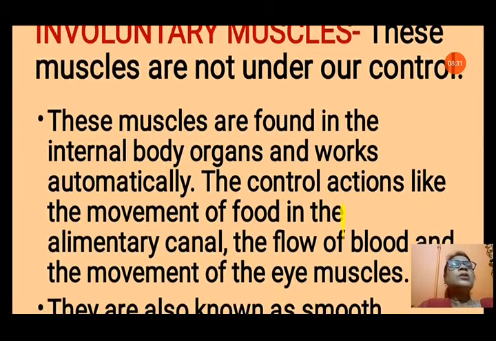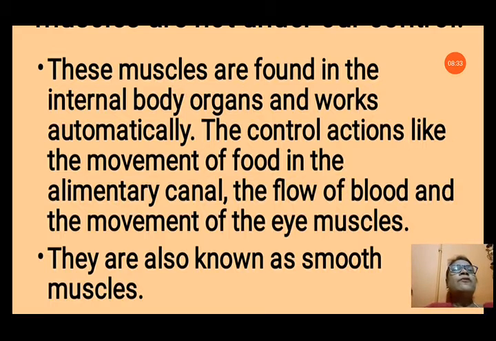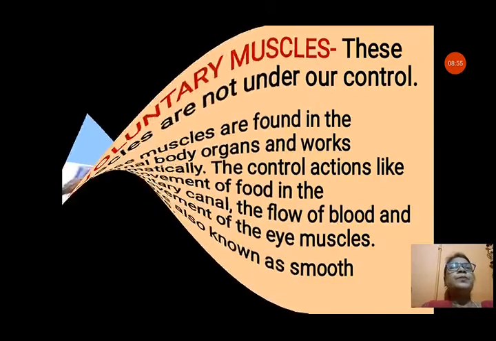Now involuntary muscles. These muscles are not under our control. These muscles are found in the internal body organs and work automatically, because all the internal functions of the body we cannot control. Actions like the movement of food in the alimentary canal, the flow of blood and the movement of eye muscles are not under our control. They are also known as smooth muscles because they do not have any bones attached to them.